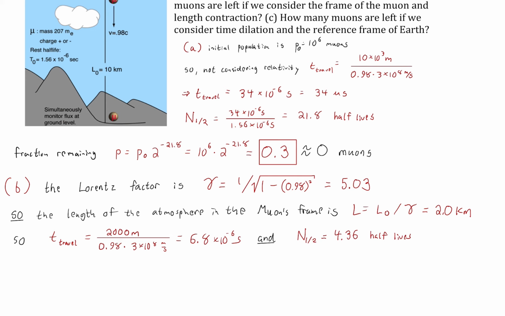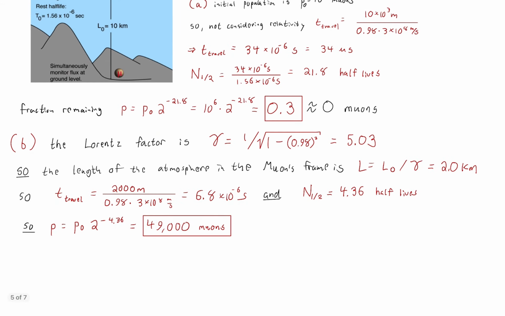So then if we take that 6.8 microseconds and divide by the length of each half-life, 1.56 microseconds, we find out that only 4.36 half-lives elapse according to the reference frame of the muon. Therefore, the population is about 49,000 muons, because we have our 2 raised to a much lower power, which means that a much larger fraction of our initial population will survive, okay? And that's more consistent with the number of muons that are actually measured by scientists.